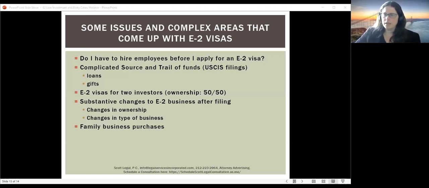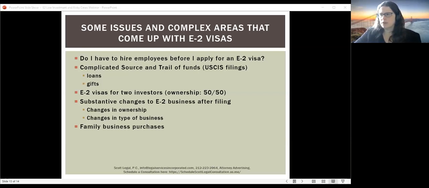And yes, you can. If each person independently is going to meet the requirements, is going to invest their personal funds, it's possible to do this. You would have to own the business 50-50. That's the only scenario in which that can work. And also each investor should really have their own source of funds. So it's not, again, not prohibited, but it would definitely weaken the case if one investor is gifting money to the other investor to make the investment.